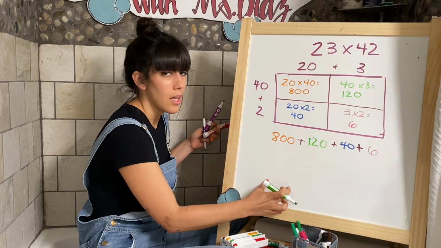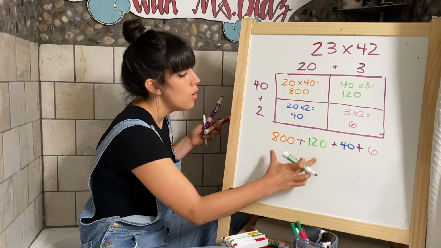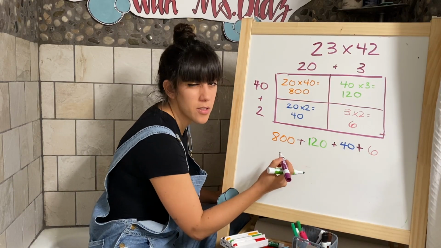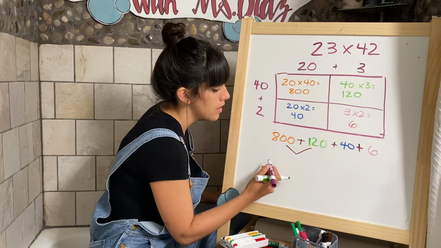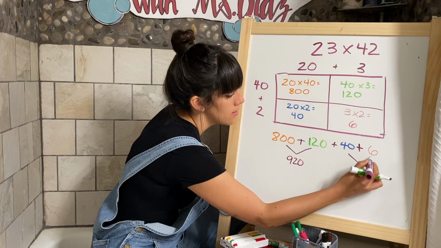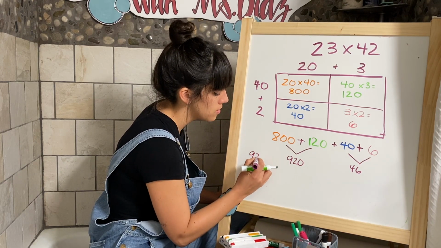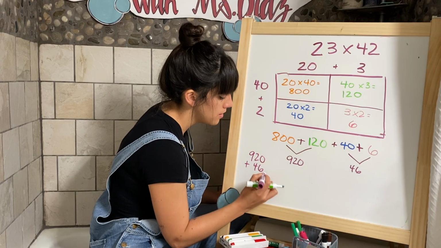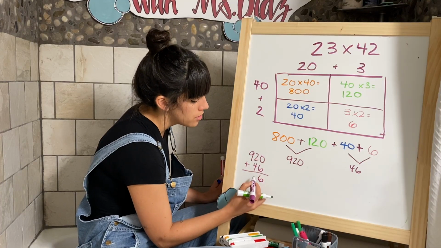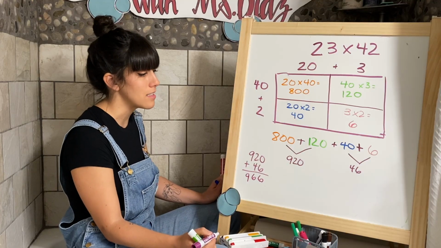I could stack them all up and write them underneath each other and just add them all up at the same time, or I can add 2 at a time. It really just depends on you and what works best for you. I like to add them like this, so I know this would be 920 and this would be 46. Then this is easier for me to just add the 2 numbers, 920 plus 46, and then do simple math this way. So 6, 4, and 2 is also 6, and then 9. So my answer would be 966.